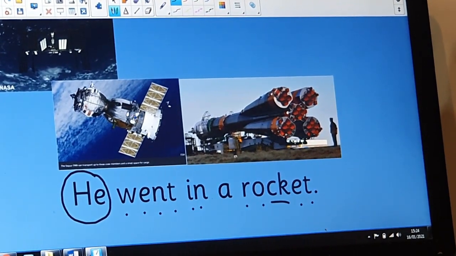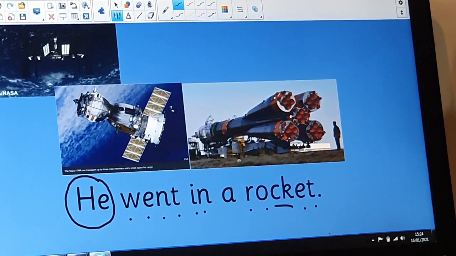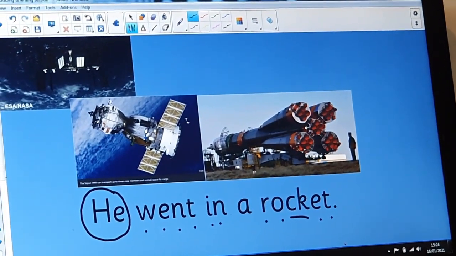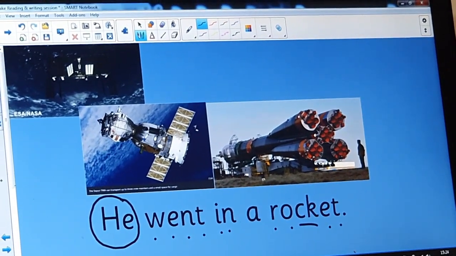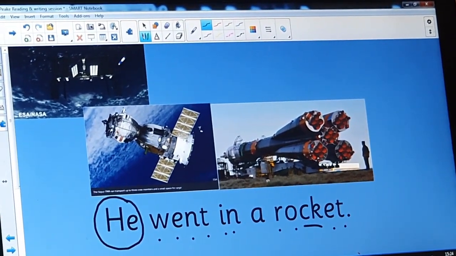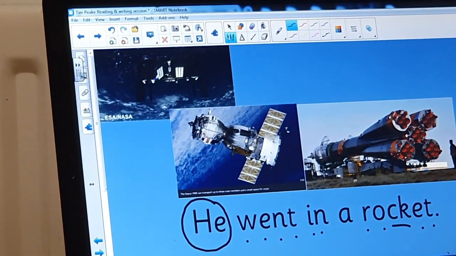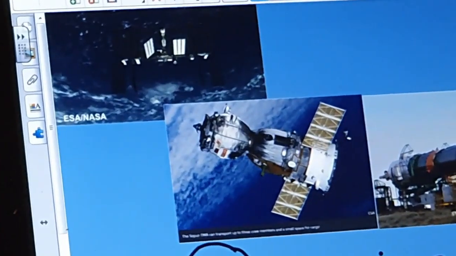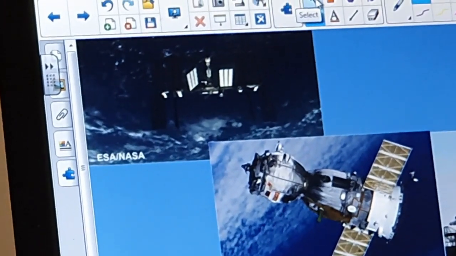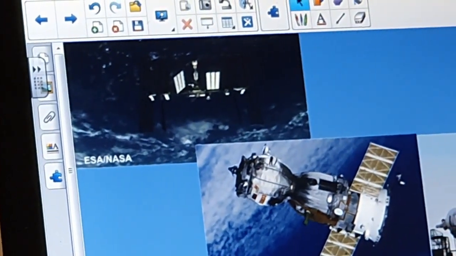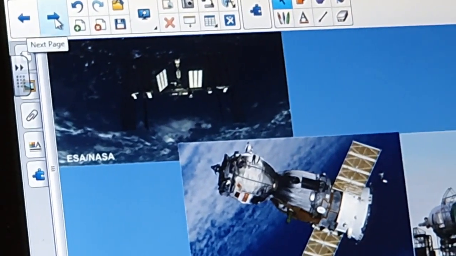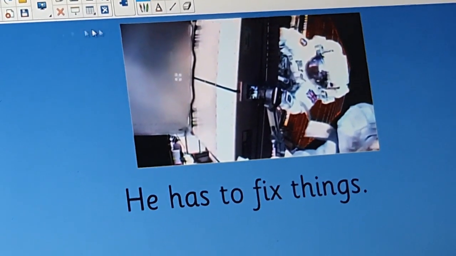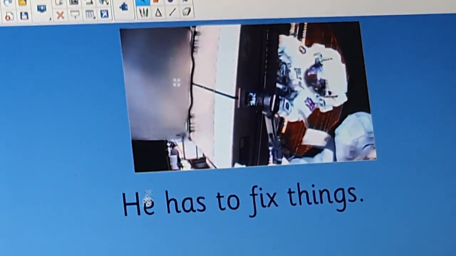So this is the bit that Tim Peake was in with two other astronauts. So I think that held three people. And then this is a picture of the actual space station. It's called the International Space Station. And sometimes you can see it move across the sky, the lights of it move across the sky. So let's find out. I wonder what he did on the International Space Station. And I've written a sentence about it, so let's have a look.